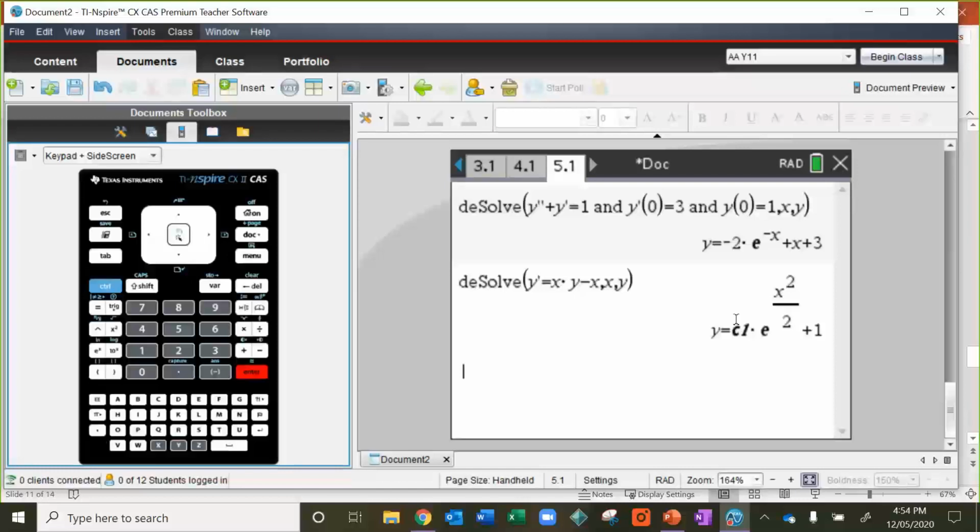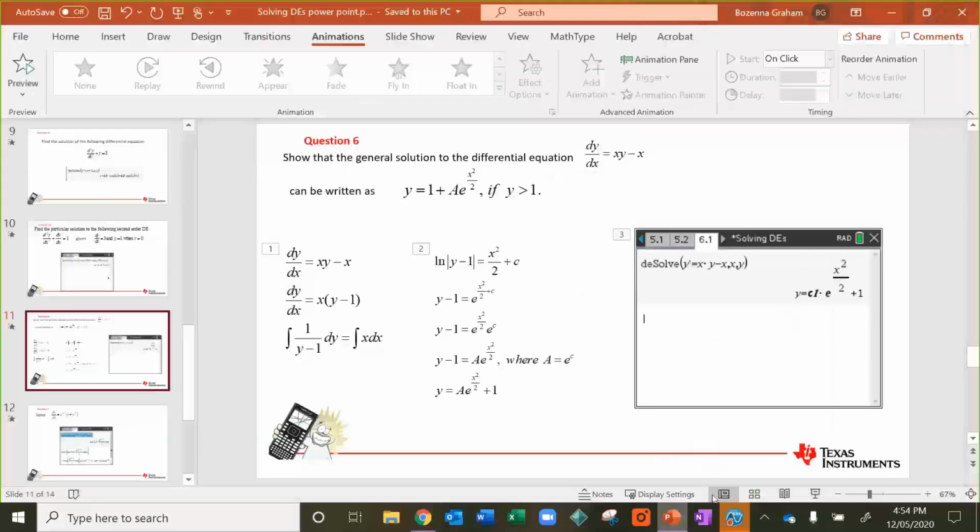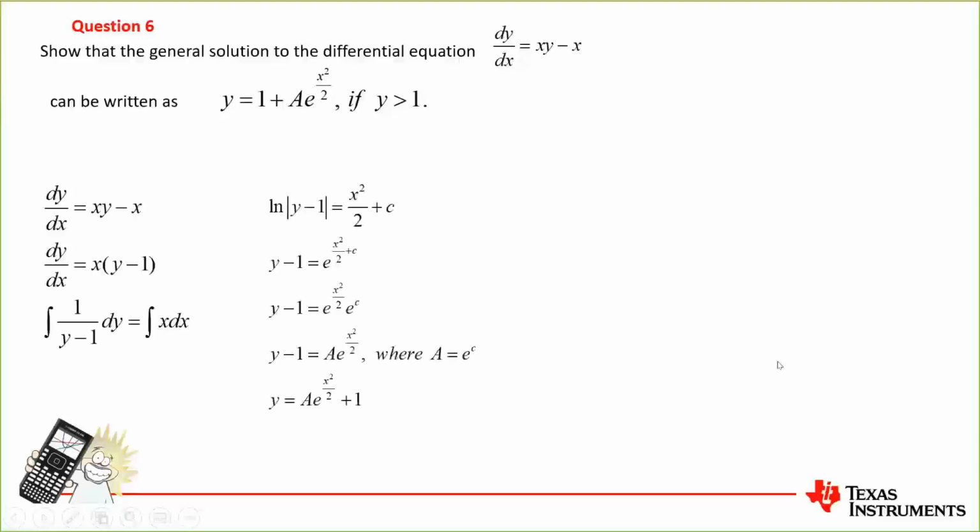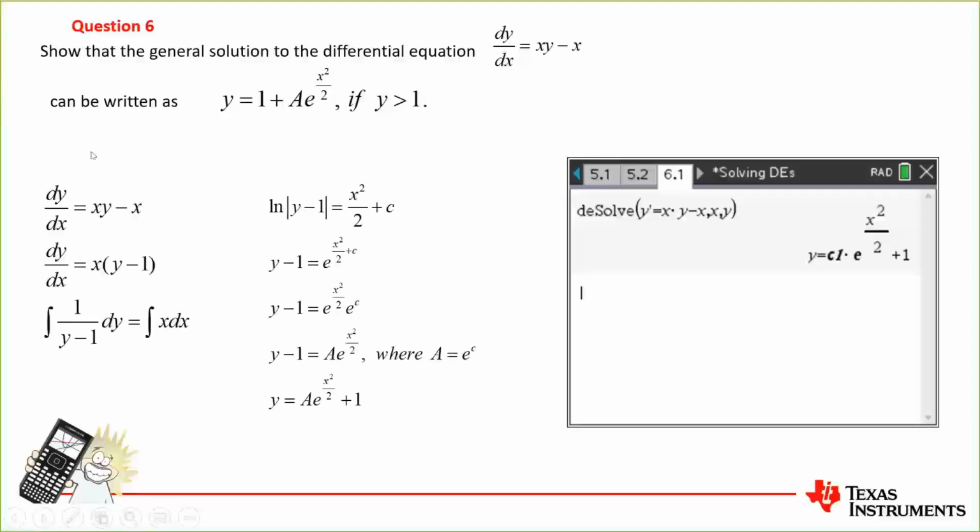And interestingly, the calculator actually displays it in the required form. Put C1 here, but that's your a. A e to x squared on 2 plus 1. So it's very similar to what was asked in the question. So again, this method is called the separation of variables method. Of course, the integrals sometimes might become a bit more complicated, but if you're good at integration, you should be able to cope with those questions.